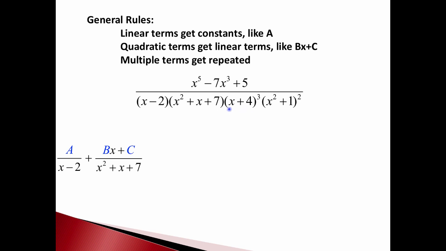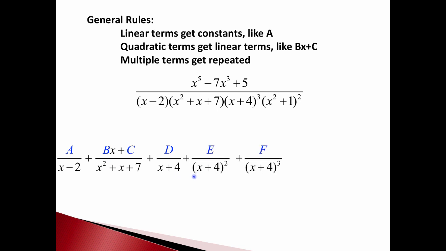So what you have to do is each one will get a single letter on top of it, but we have to repeat it three times. So what will happen is we'll get a D over x plus 4. Again, just one single letter because it's a linear term. Just a D over the x plus 4. But there were three x plus 4s, so I have to repeat it two more times to get three in total.